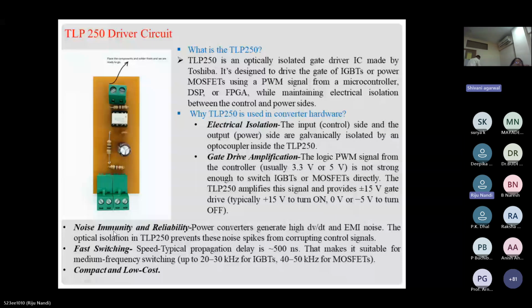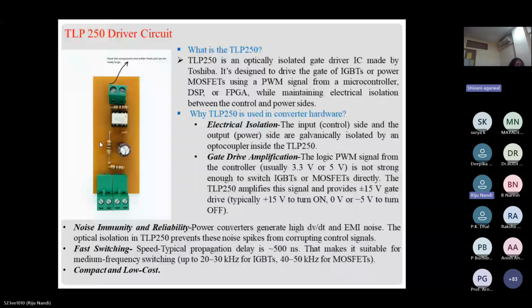There is also noise immunity and reliability. The power converters generate high dv/dt and EMI noise. You know that EMI, electromagnetic interference, is there when a high dv/dt is also there. So the optical isolation in the TLV250 prevents these noise spikes from corrupting the control signal.